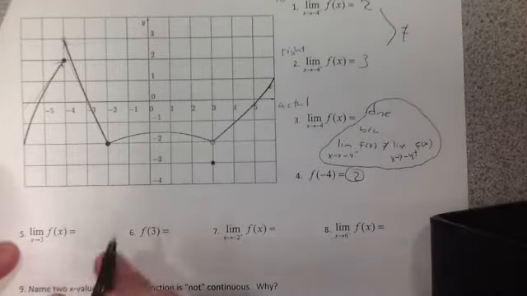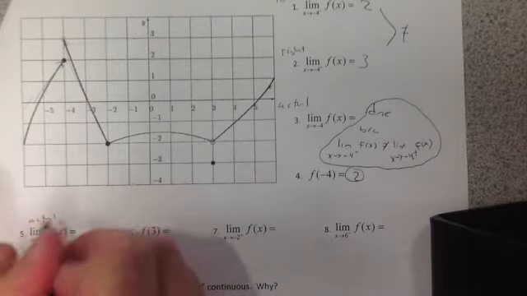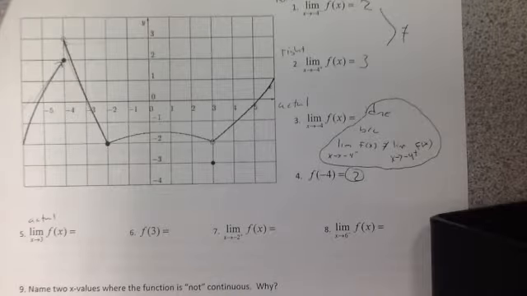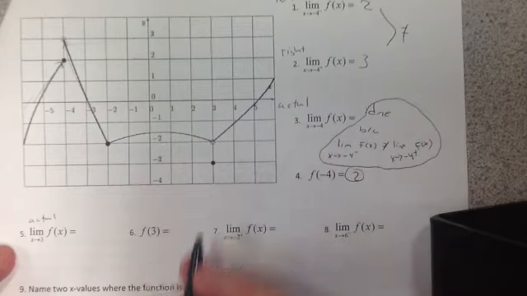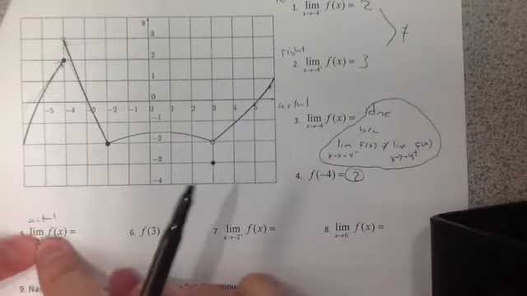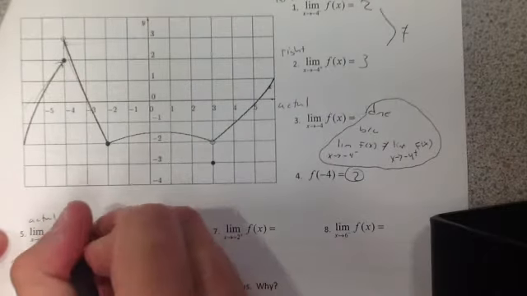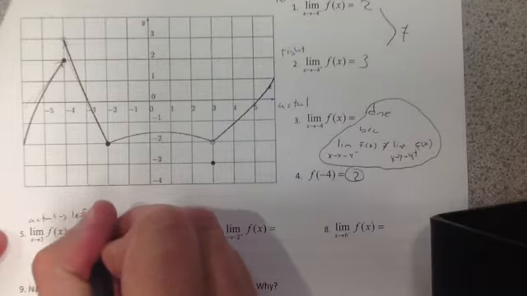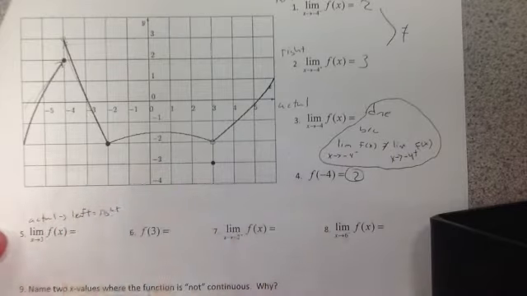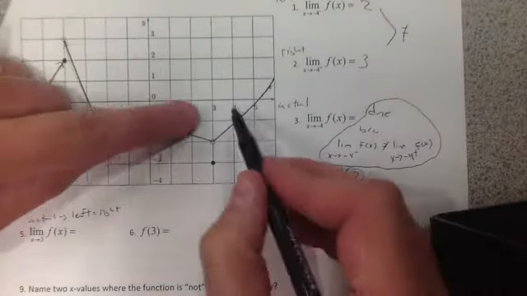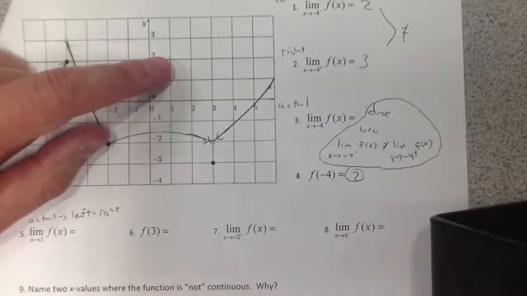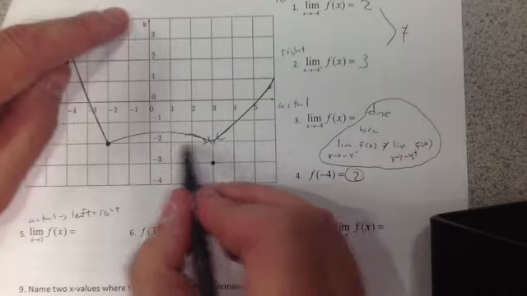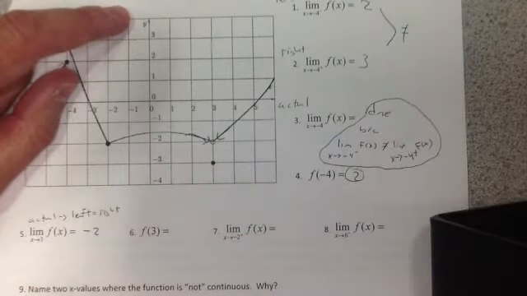Now, notice for this one, it's looking at the actual value. So, if I want to find the limit as x approaches 3, the only thing we know for the limit to exist is that the left must equal the right. And if I'm approaching 3, here's the left, here's the right. Are they approaching the same number? Yes, they are. So it's -2.